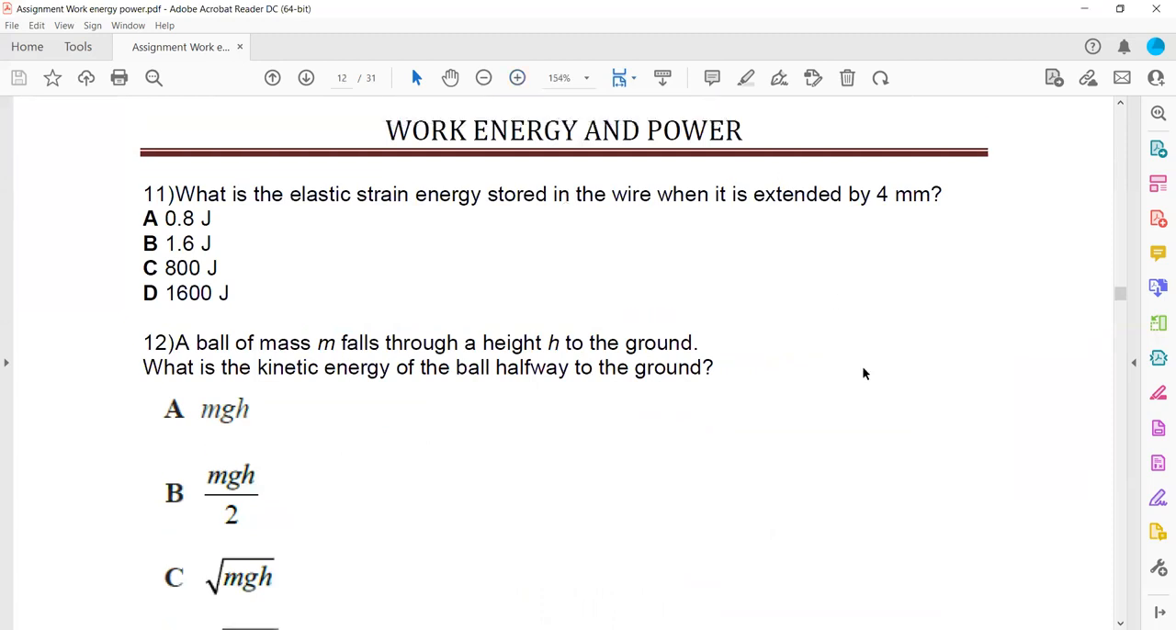What is the elastic strain energy stored in a wire when it is extended by 4 millimeter?